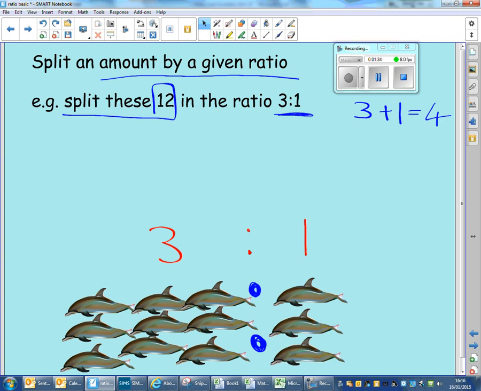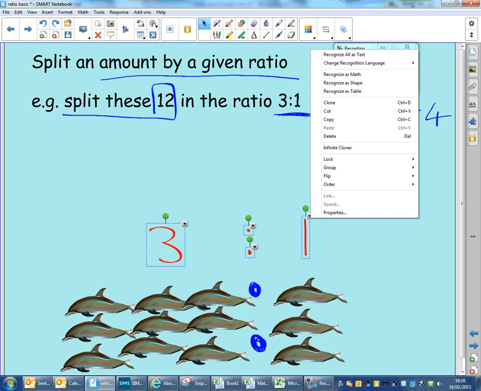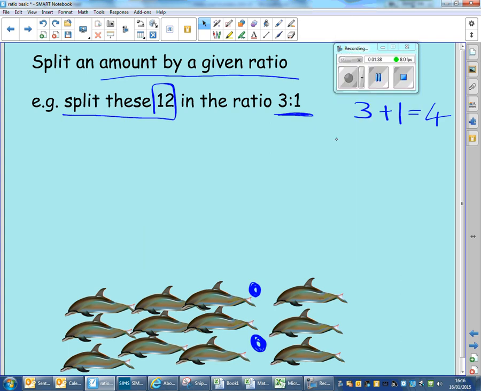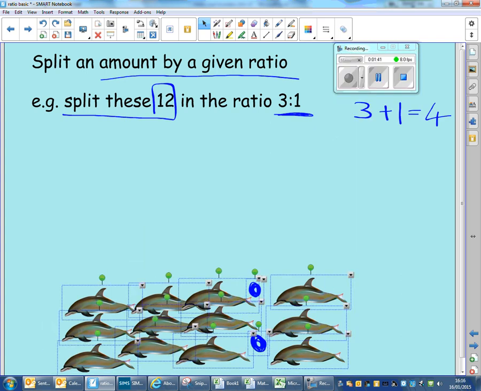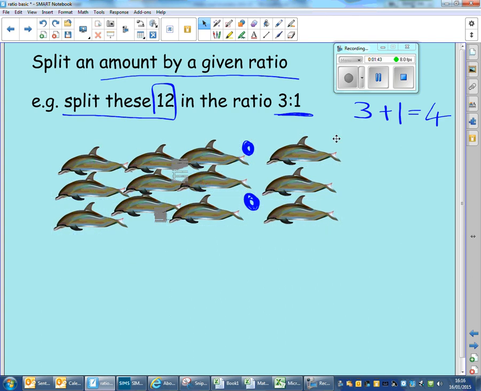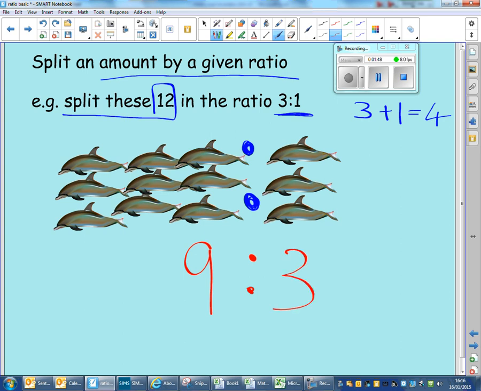Move this up just so we can see it. What have I got here? In conclusion, I've got 9 dolphins on that side to 3 on that side.